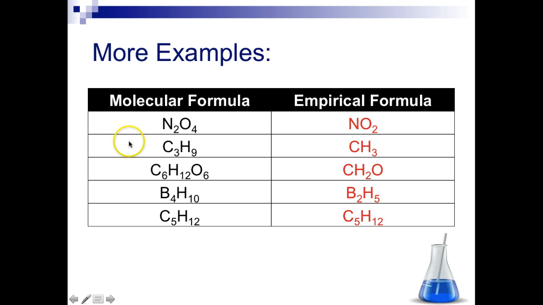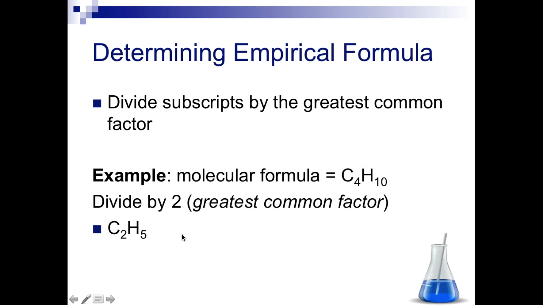More examples. If we're looking at our molecular formulas here on the left, and we look at our empirical formulas, our least whole number ratios on the right, if we were to reduce N2O4, we'd get NO2. If we were to reduce C3H9, we'd get CH3, and so on and so forth. The empirical formula is a least whole number ratio for the elements in the molecular formula. So you can determine the empirical formula. You can divide the subscripts in a molecular formula by the greatest common factor.